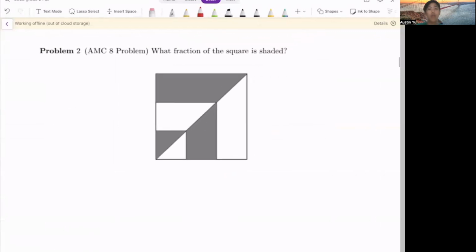Problem 2, what fraction of the square is shaded? We see here at the top first, the area shaded in red, so let me shade it in red, is equivalent to the area dotted in red. So let me dot this area in red. These two are the exact same copies of each other, just in different positions.